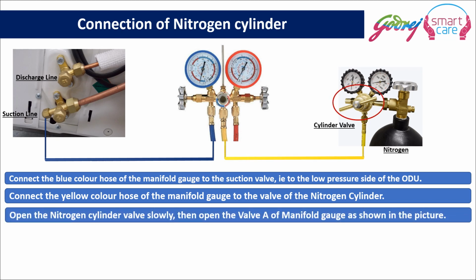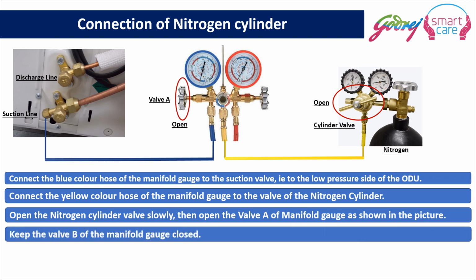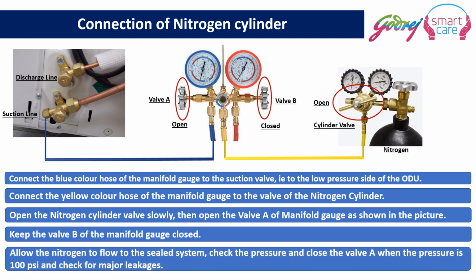Then we open the nitrogen cylinder valve slowly, then open the valve A of the manifold gauge as shown in the picture. We keep the valve B of the manifold gauge closed. Allow the nitrogen to flow to the sealed system. Check the pressure and close the valve A when the pressure is 100 psi and check for major leakage.